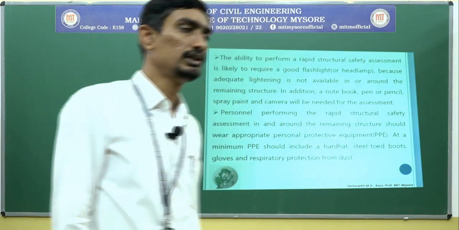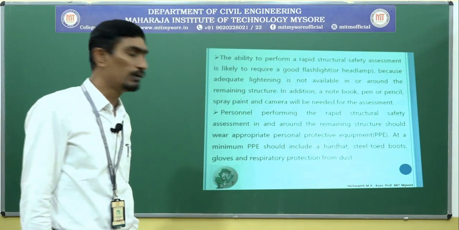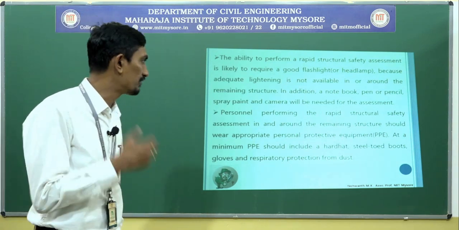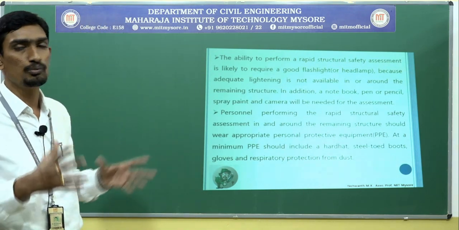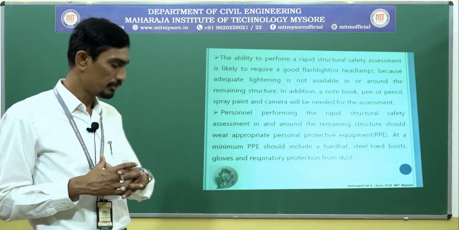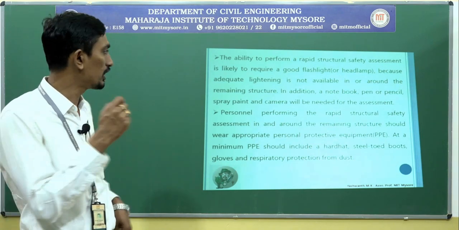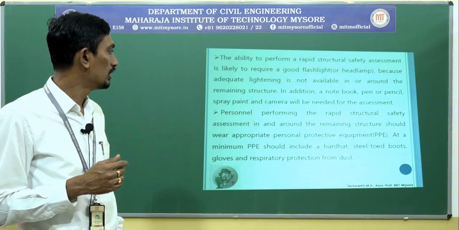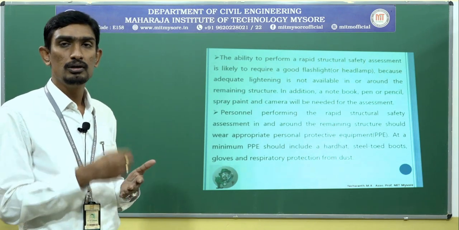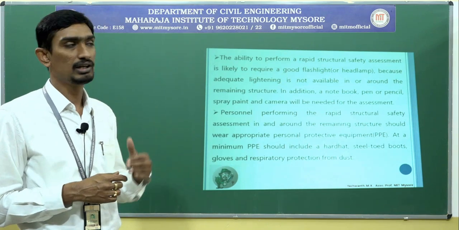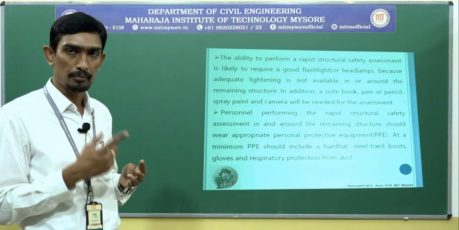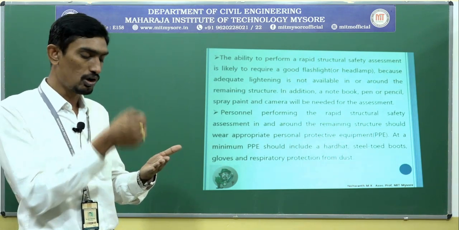Next, this is the other part. While doing the rapid assessment, you need to take certain equipment like flashlights. For example, if a room is dark, you cannot assess properly. You need to take a flashlight. If lighting is not available, then take a notebook, pen, pencil. That means you need to take a flashlight or a torch. You need to take a pen, you need to note down the things, you need to draw the sketch of those things.